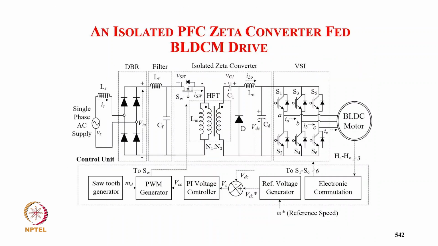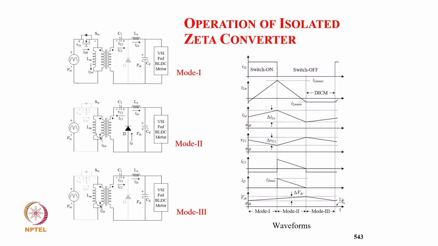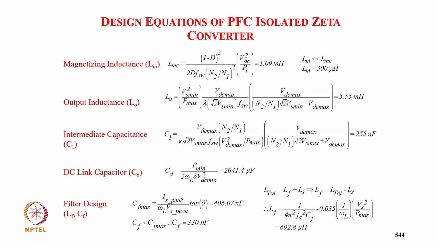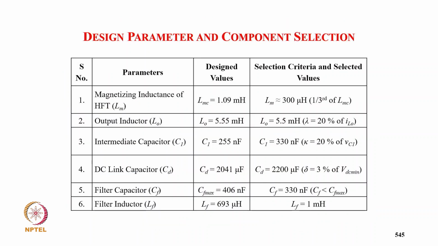Coming to the isolated PFC Zeta converter, the bridgeless Zeta converter. Here also we design one inductor in DCM. You can have a main design here also. So device conducting, diode conducting, none of the two conducting, and you can see here the magnetizing inductance is also designed in DCM, which comes to 300 microhenry, and the output inductor is 5.55 millihenry, and the remaining parameters are the same. So in place of one, we select 300 microhenry.